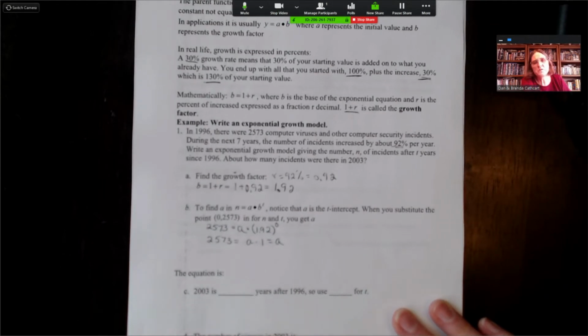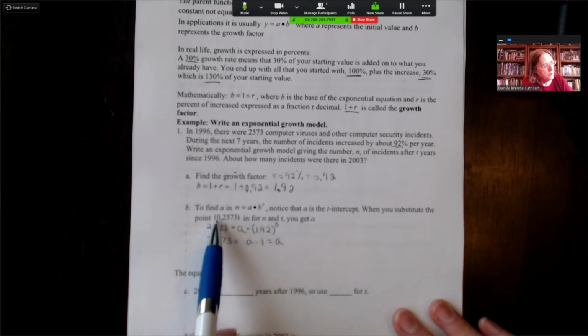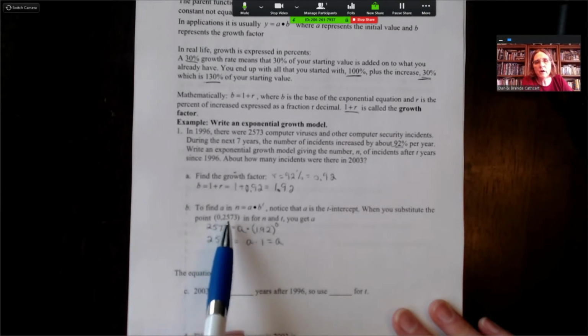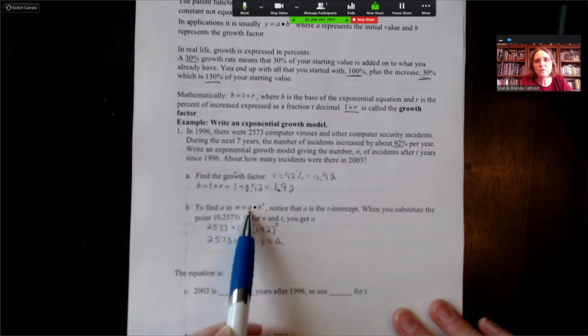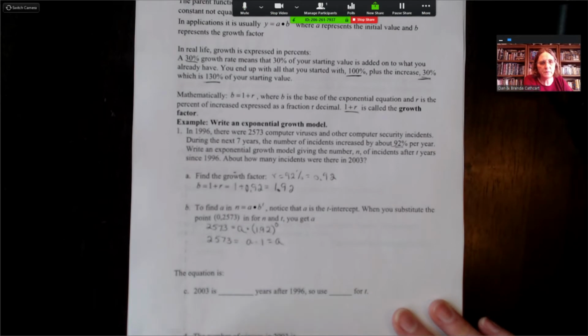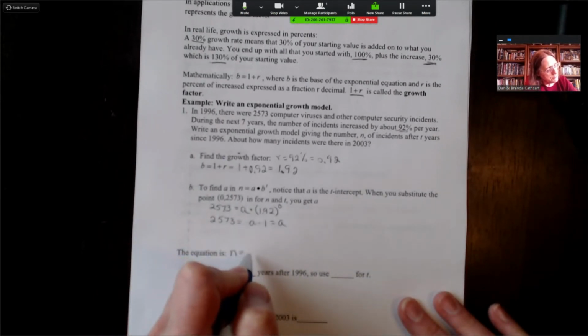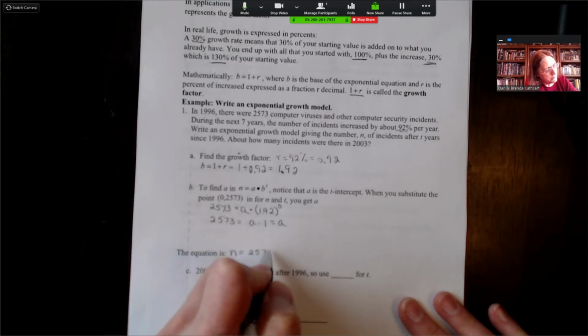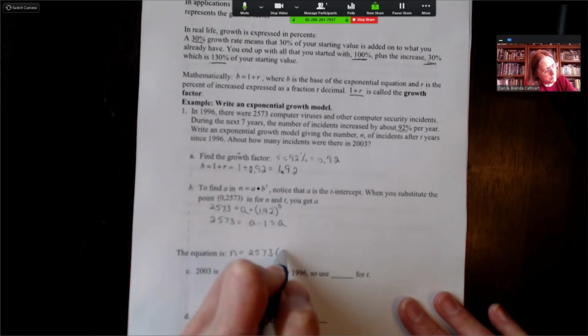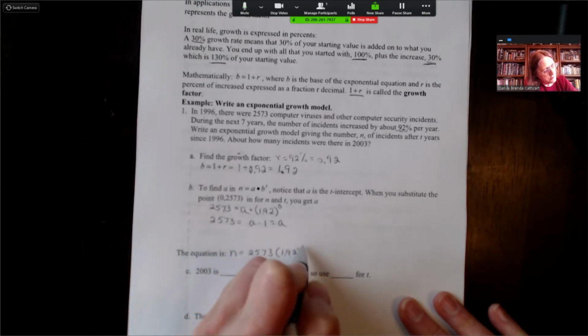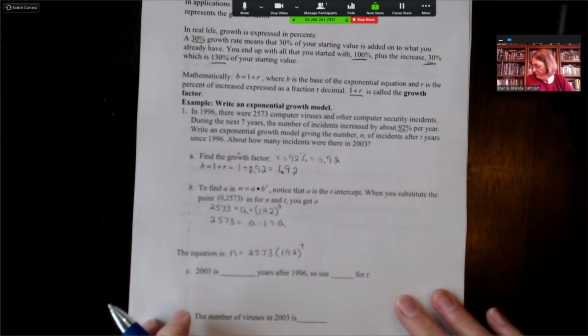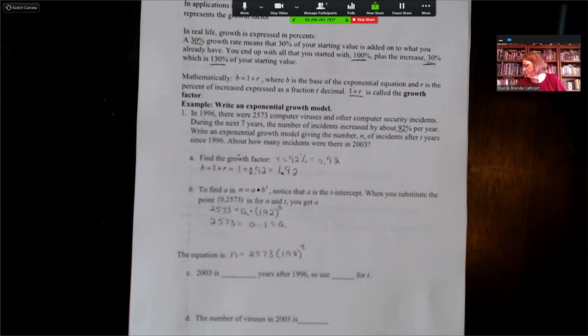So the shortest way to do this is when we know the value when t is 0, we know that this is our starting value, or we know that a is equal to 2,573. So our equation that we get then is n is equal to 2,573 times 1.92 to the power of t.